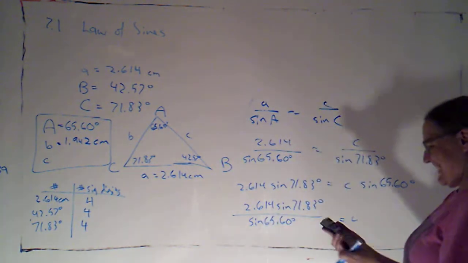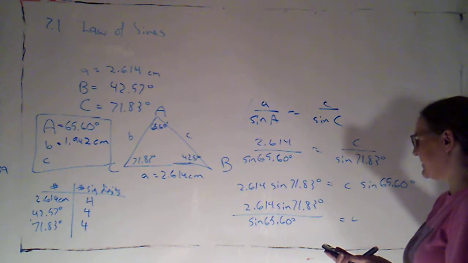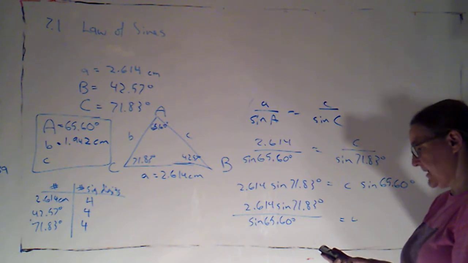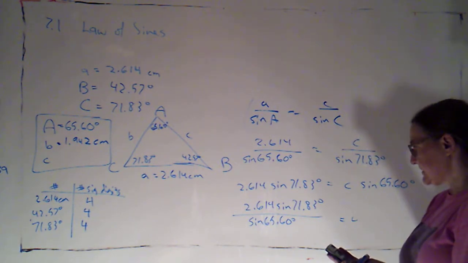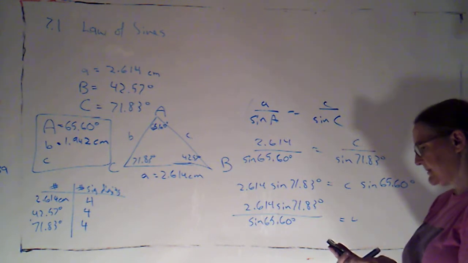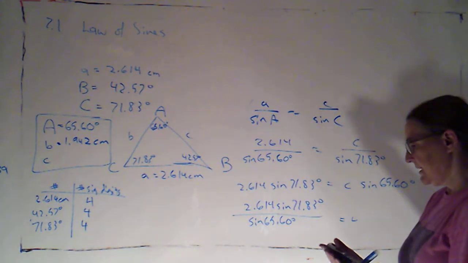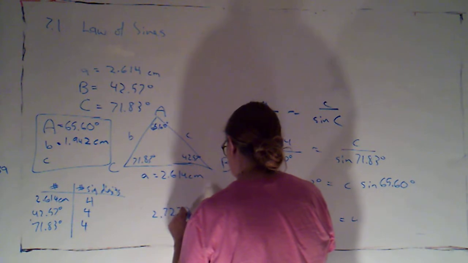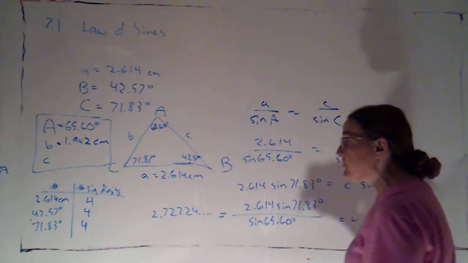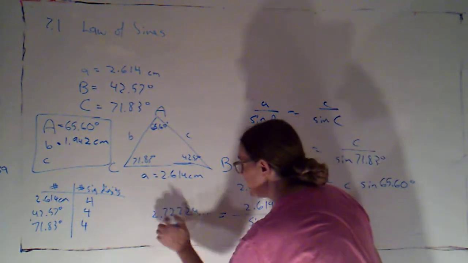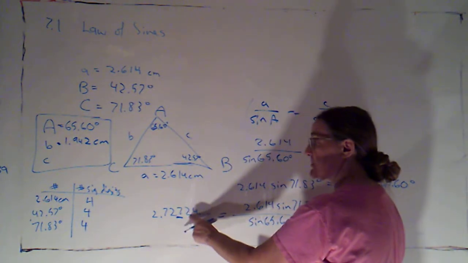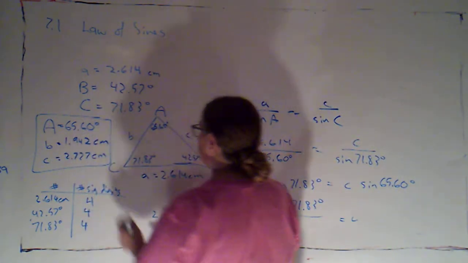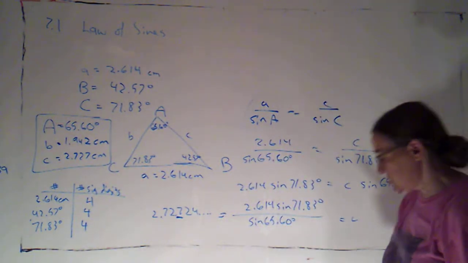And we pull out the calculator again. So 2.614 times sine of 71.83 degrees divided by sine of 65.60 degrees, and I'm getting 2.72724 and so on. Again, I'm rounding to 4 significant digits, so 1, 2, 3, that's going to be this place right here. Since that's smaller than 5, we just drop that off, so I would say this is 2.727 centimeters.